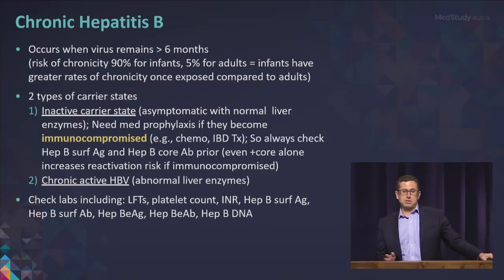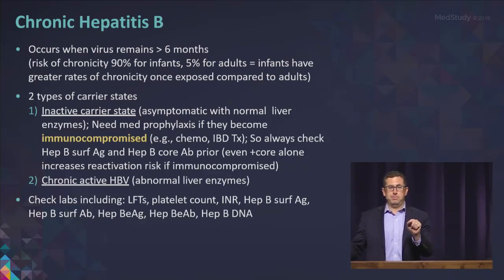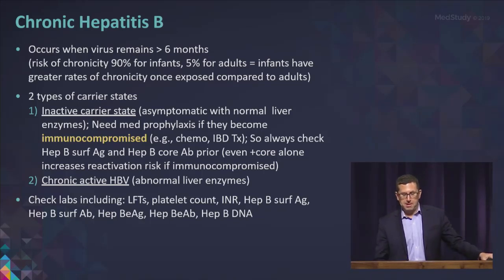This patient is asymptomatic with normal liver enzymes, and generally you're not going to treat this patient. But if the patient becomes immunosuppressed for whatever reason, if they develop IBD and need Remicade, or if they develop cancer and need chemotherapy, these patients are at risk for reactivation of their hepatitis B. Even if the surface antigen is negative, but they have a positive core antibody, those patients may need to be put on prophylactic medicines in the setting of immunosuppression.